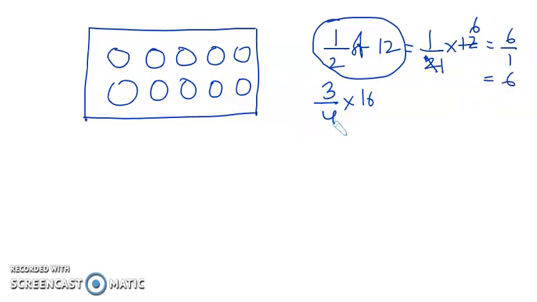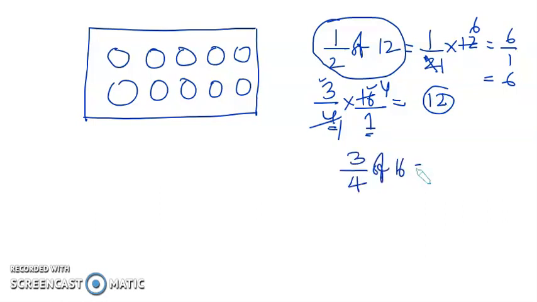Similarly, if you have to find 3 by 4 of 16, you will cancel this 4 and 16. You can write 1 in the denominator because 16 and 16 by 1 represent the same number. And we always cancel a number from the bottom with a number at the top, or a number at the top with a number at the bottom. We never cancel both numbers in the denominator or both numbers in the numerator. So we will cancel this 4 and 16. 4 1s are 4, 4 4s are 16. So we are getting the answer 12. That means 3 by 4 of 16 is 12.